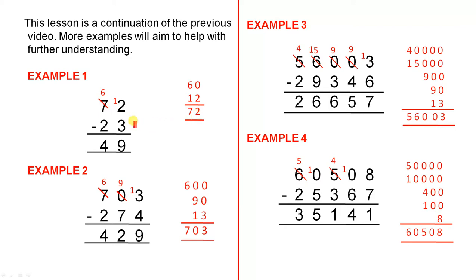Another quick way of checking is to take that number there and add it to this number. So if you add those two numbers together you should get 72. So that's another way of checking that this answer is correct.